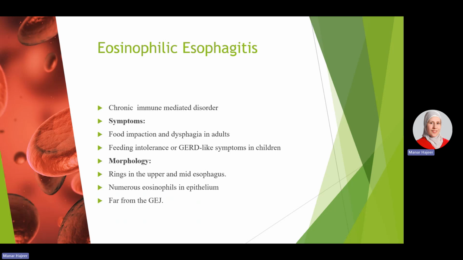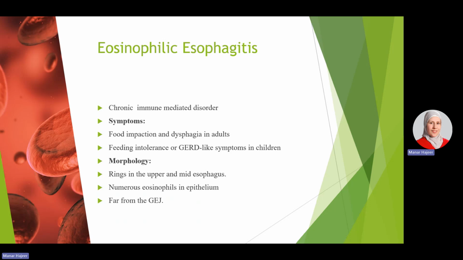Also, gastroesophageal reflux disease can present in children, and these patients will come to the outpatient clinics as irritable children with recurrent vomiting, and we have at this point to differentiate whether it is gastroesophageal reflux or eosinophilic esophagitis. The morphology is somewhat different in eosinophilic esophagitis from reflux esophagitis, because here in the classical cases, we might see rings in the upper and mid esophagus, while the changes in reflux esophagitis usually affect the lower part of the esophagus.